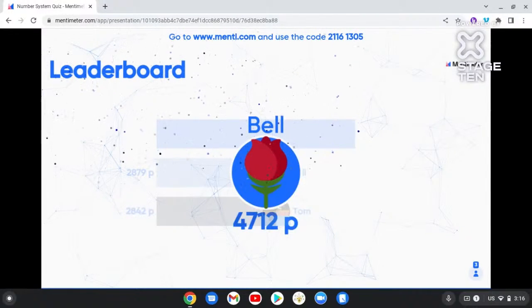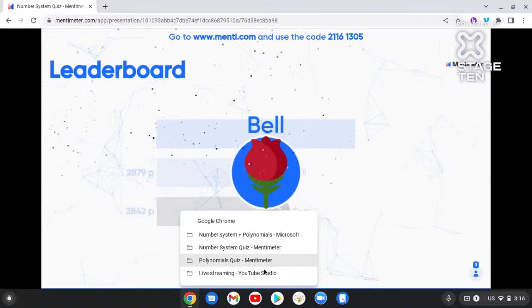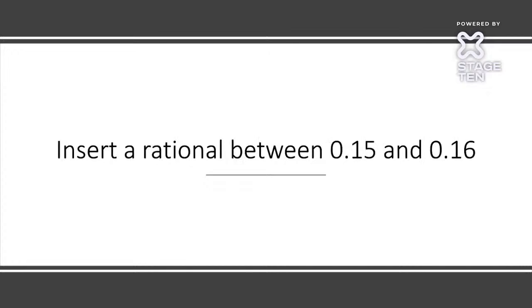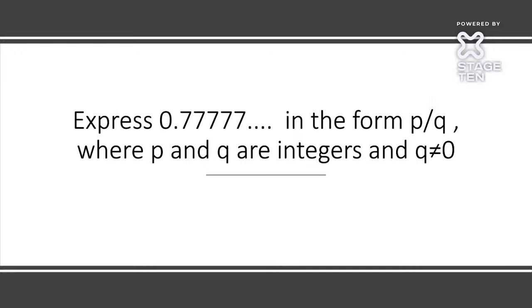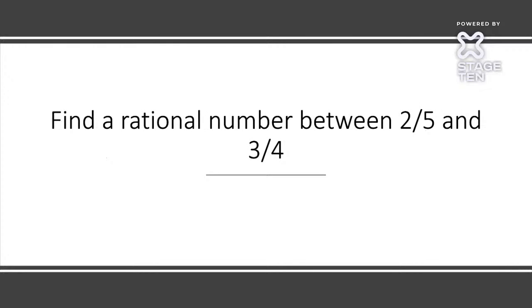Now we will come back to our session. Quiz time is done. These were all the questions, correct? Insert a rational number, 0.77, then decimal expansion, and all of this.